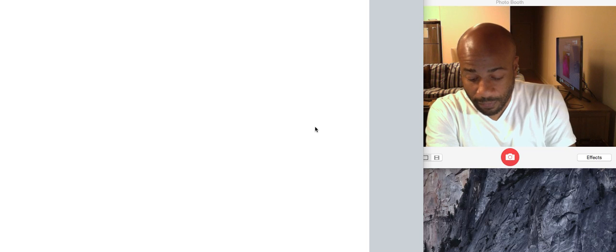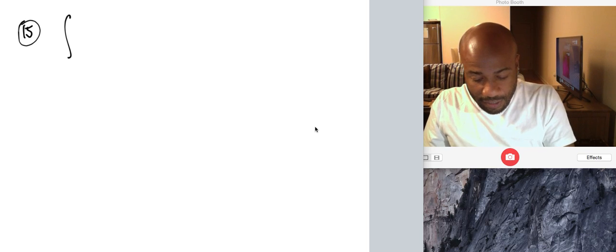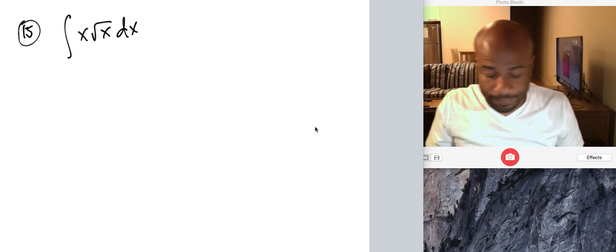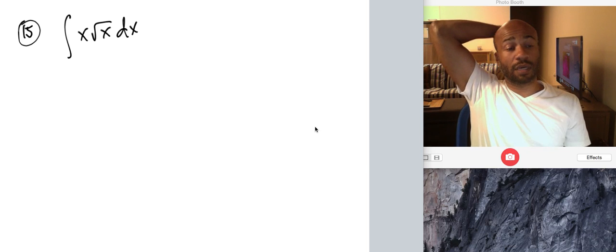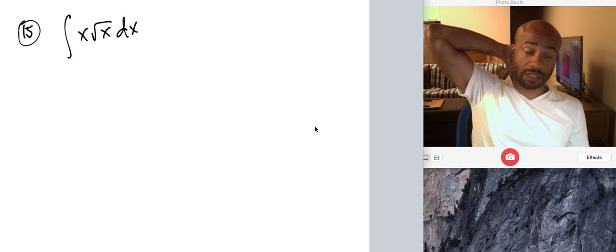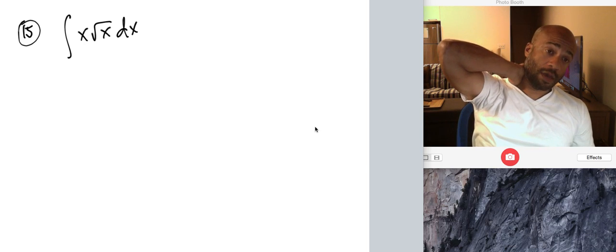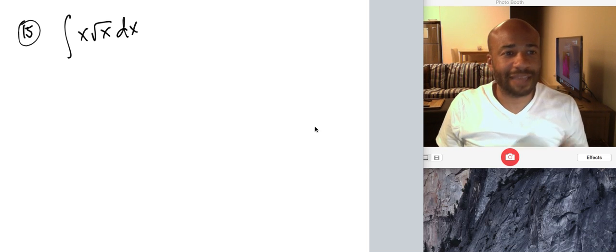I also chose number 15. Let's see, what's that one? 15 is the integral of x times the square root of x dx. So again, this is another multiplication of two functions. One is the square root function, the other one is just the linear function, x.